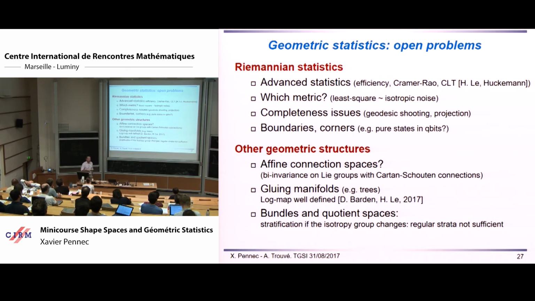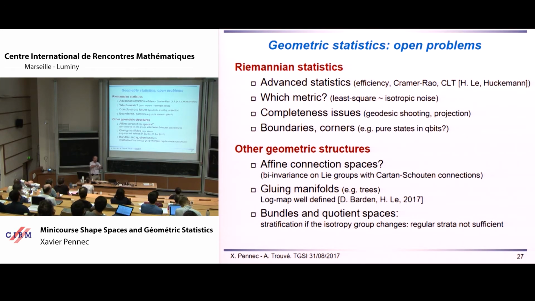Which metric? That's a very, very huge problem. Alain tried to draw a picture of how we can find interesting metrics for our spaces, but that's a key feature, because in any least squares, when we are minimizing the distance, somehow we're assuming that the noise is isotropic. So choosing the distance is absolutely the key. Then how to deal with completeness issues when the manifold is not complete.